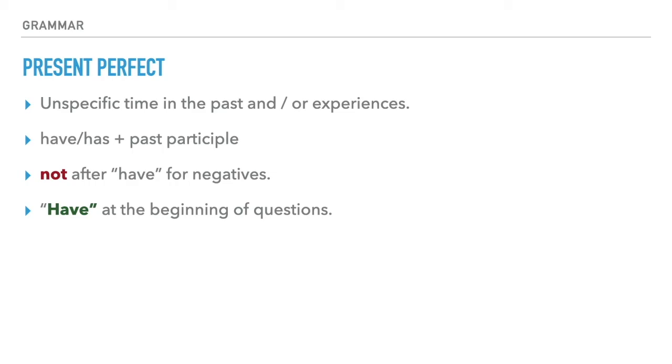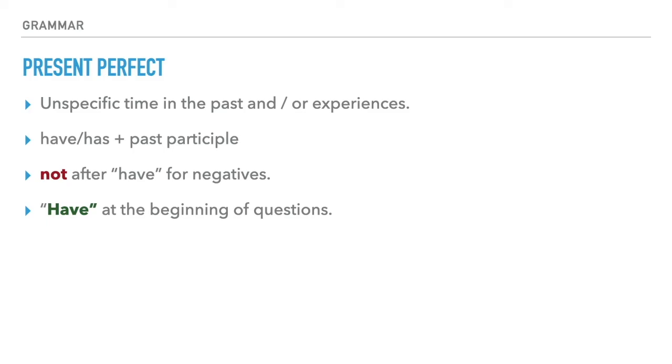So what to remember about this topic? Well, the function, that we use it to talk about things that happened in an unspecific time in the past, and to talk about experiences. Also, one thing to remember is that we always need to have the auxiliary have or the auxiliary has. That depends on the subject, and the verb will be conjugated in past participle. If we want to make it negative, we add a not. If we want to make a question, we put it at the beginning of the question.